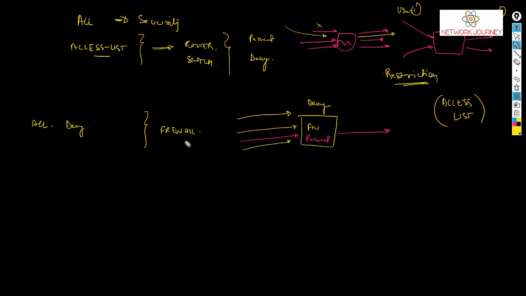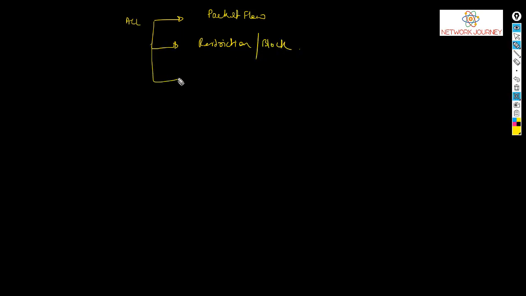In the case of a firewall, by default everything is denied. You just have to write the permit statement wherever you want them. So what is ACL gonna help us with? ACL is gonna help us on packet flow, to bring the restriction, or I can say, to block unwanted communications, right?